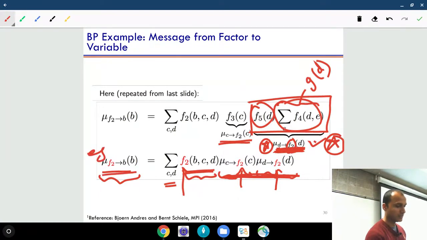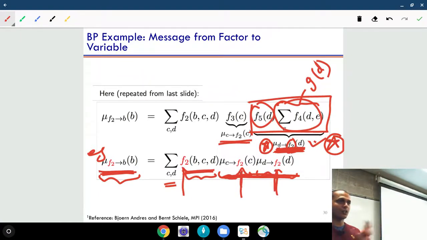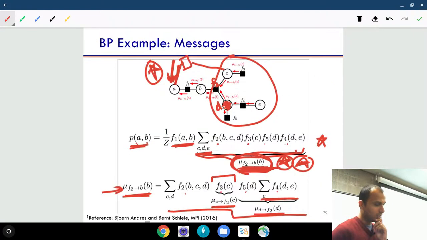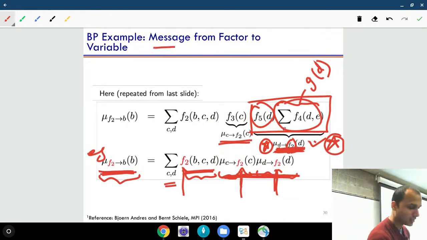This is just an example of the decomposition of a message from F2 to B as a function of what messages it got. It got a couple of messages in these two things, and it multiplied those two messages with the local factor function, summed over variables which are irrelevant, and then passed the resultant vector, which is just a vector of B, to B. So I guess this is a message from a factor to a variable.